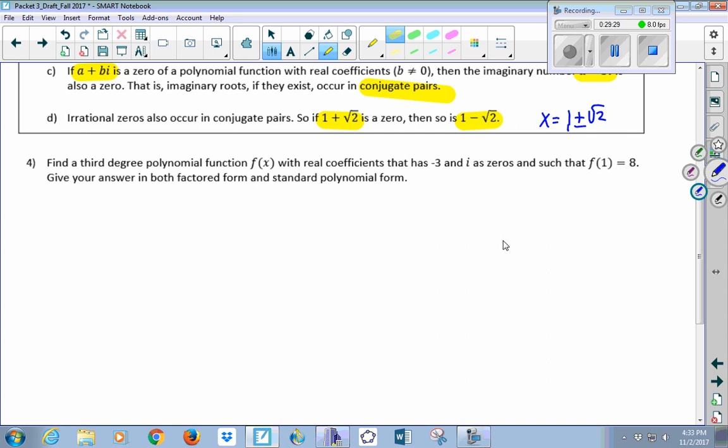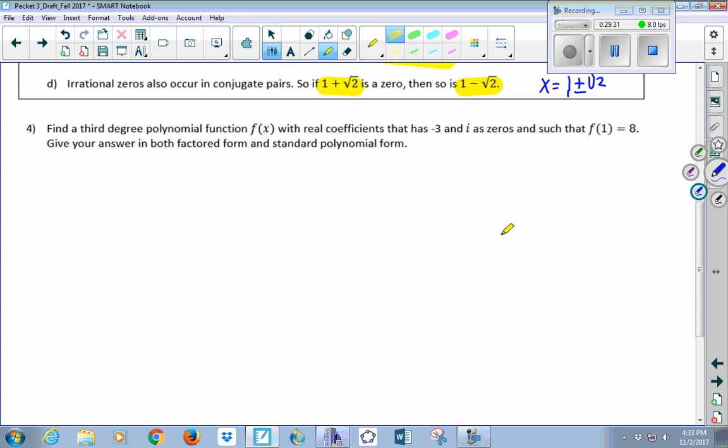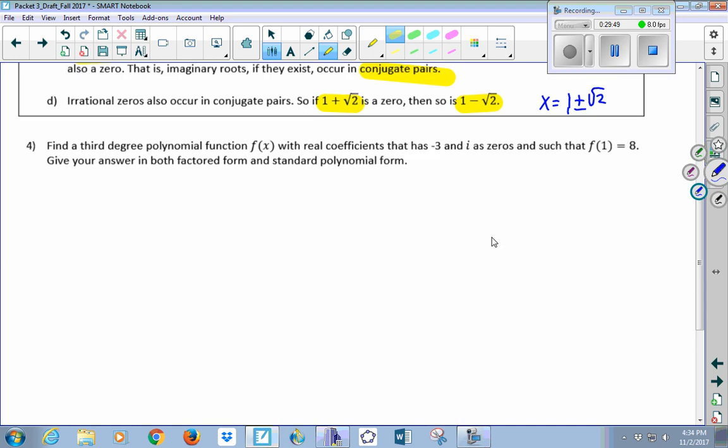All right, so here's the type of question that you're now going to be asked, and you have enough knowledge with a little bit of practice to answer these. Find a third degree polynomial function, f of x, with real coefficients that has -3 and i as zeros, and such that if you put 1 into your function, your output is 8. Give your answer in both factored form and standard polynomial form. Woo, that's a lot to digest. So let's take it one step at a time.